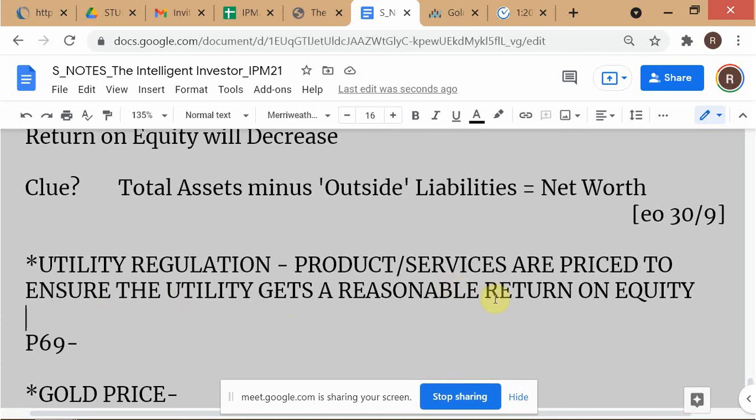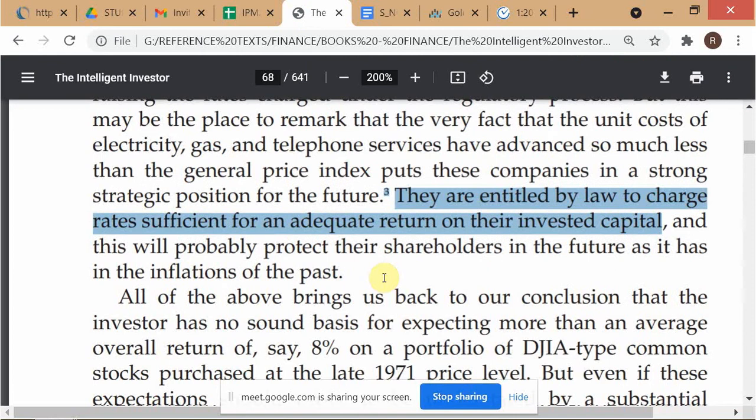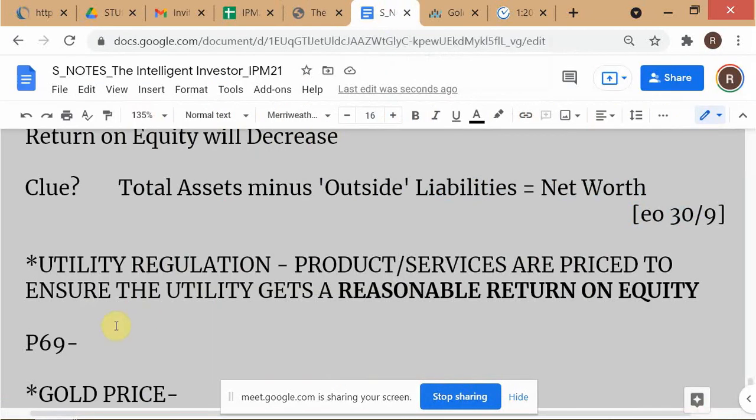So what you really need to focus on is that reasonable return on equity is what they focus on, not return on assets. So this is just something to watch out for. He's talking about utility regulation. Again, not explicitly, but he's on that point actually.